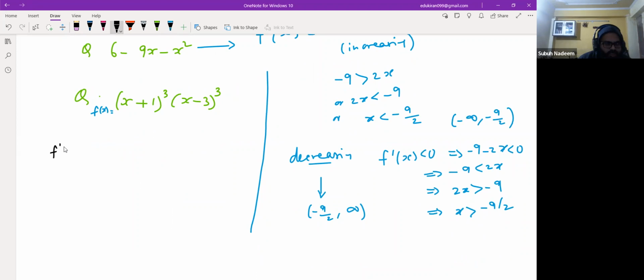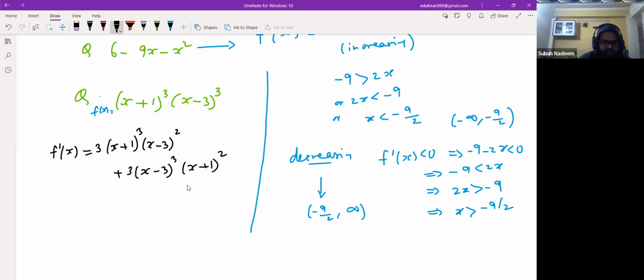Because when you differentiate it, we will apply the product rule. So x plus 1 cube into 3 into x minus 3 square, and x minus 3 will give you 1, plus x minus 3 cube into 3 into x plus 1 square. This is what you are getting. Oh, so I didn't apply the product rule. I just took one term and the other term and differentiated both.